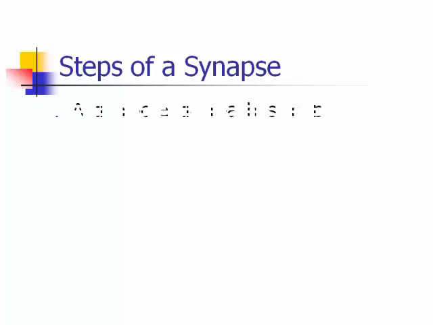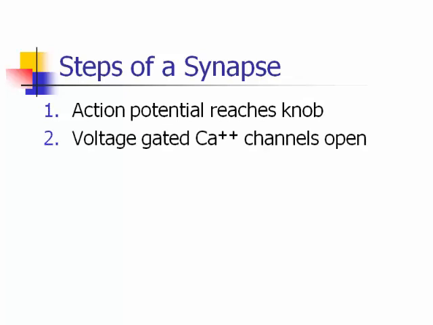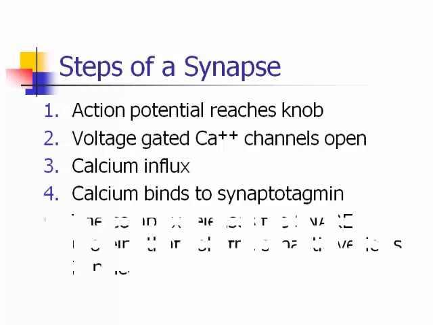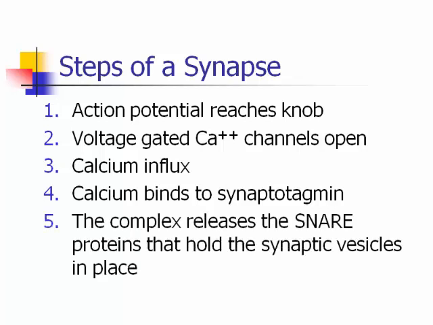The steps of a synapse. 1. Action potential reaches the synaptic knob, right? 2. The voltage-gated calcium ion channels open. Step 3, calcium influx. 4, calcium binds to synaptotagmin. Try saying synaptotagmin. Synapto for the synapse, right? And then the complex releases the snare proteins that hold the synaptic vesicles in place.